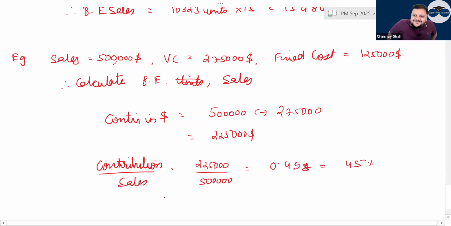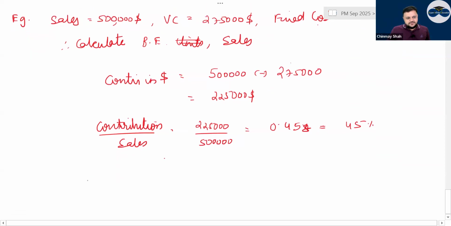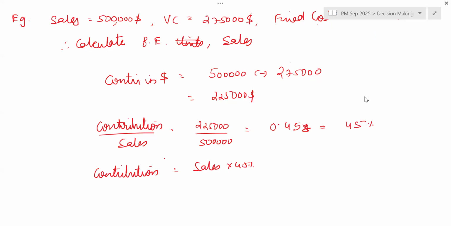Can you find it from this as well? Tell me. That means, one minute, I want fixed cost to be equal to contribution. Hear me out. Contribution is equal to sales into 45%. Are you okay with this? Shreya? Yes, sir.